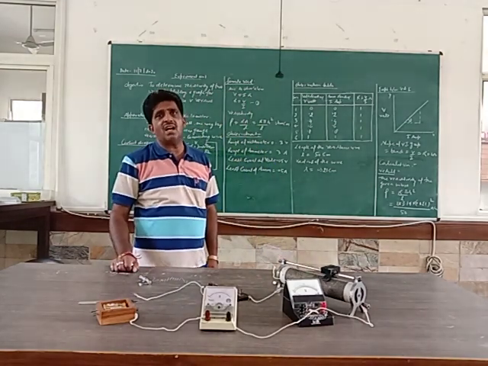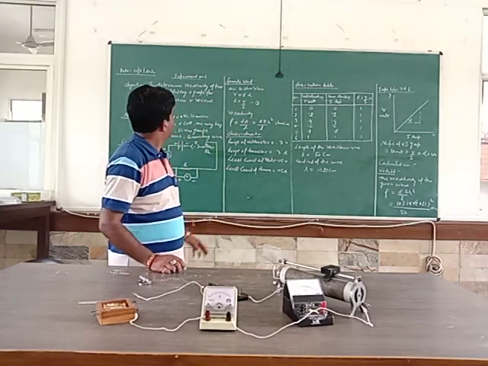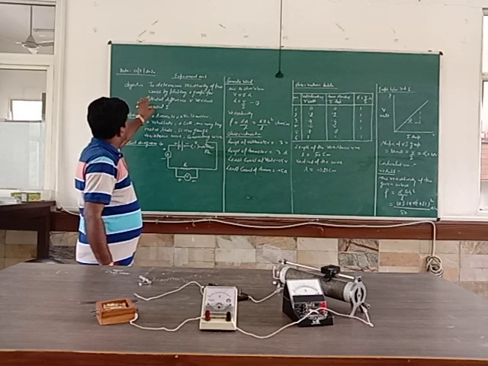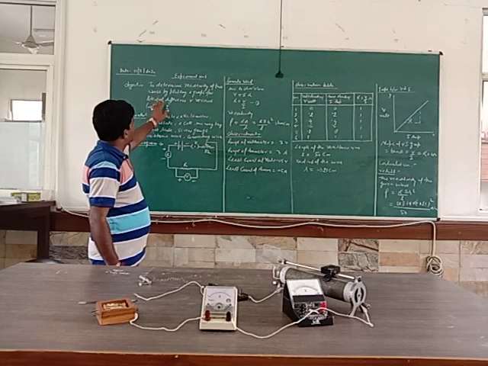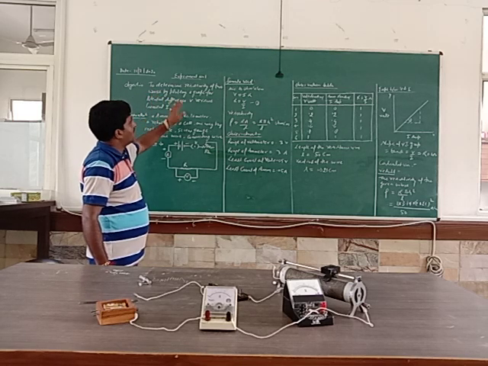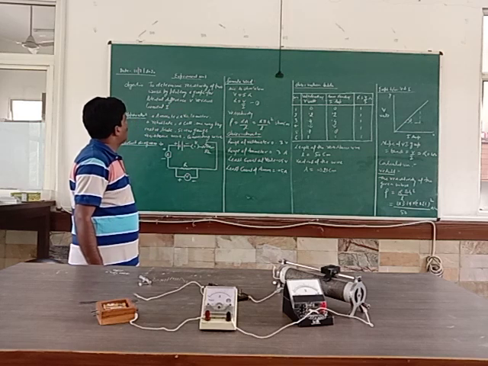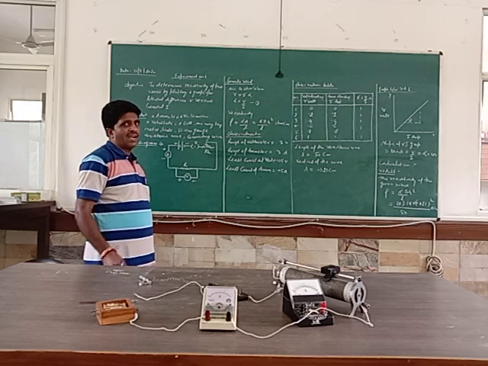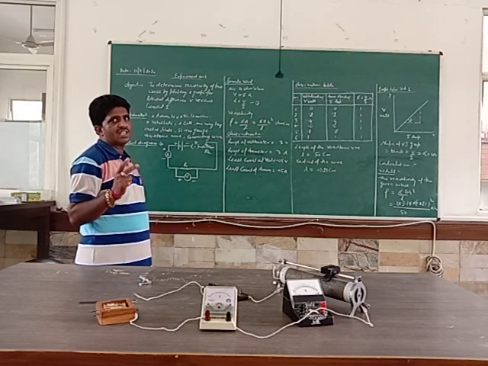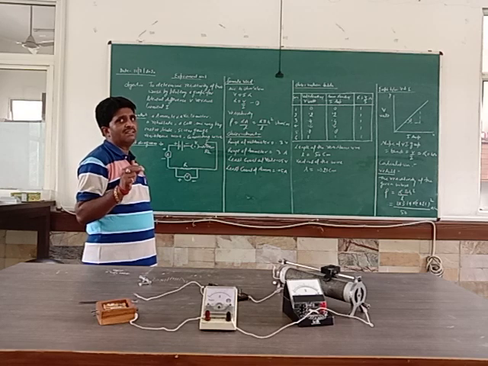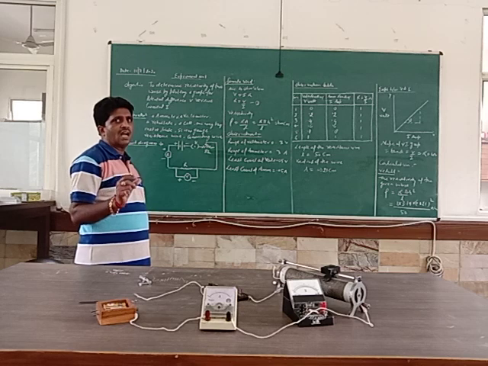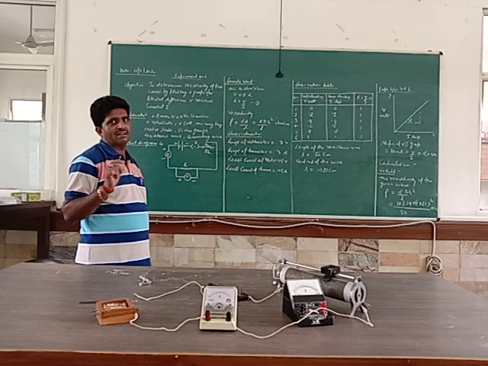Now we will start from experiment 1. We will first discuss the aim of this experiment. We will determine the resistivity of 2 wires by plotting a graph of potential difference V versus current I. We will provide 2 resistance wires, and we will determine the resistivity of those 2 given wires by plotting the graph of voltage versus current.